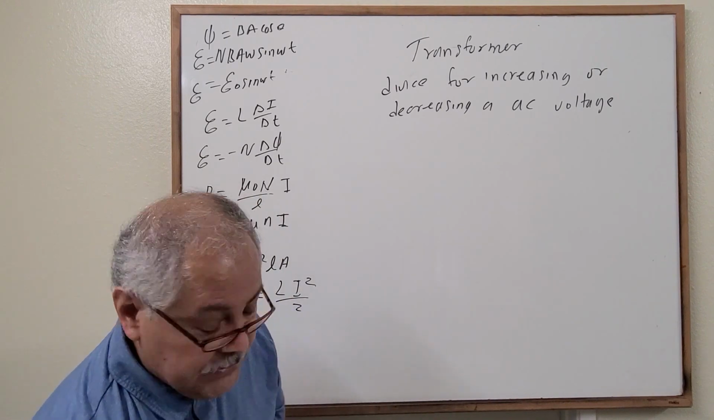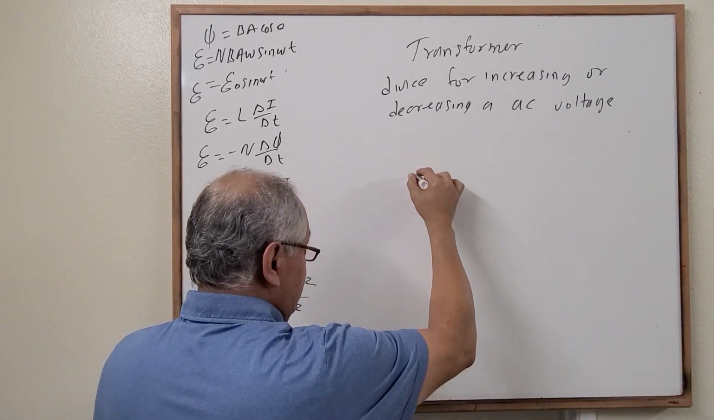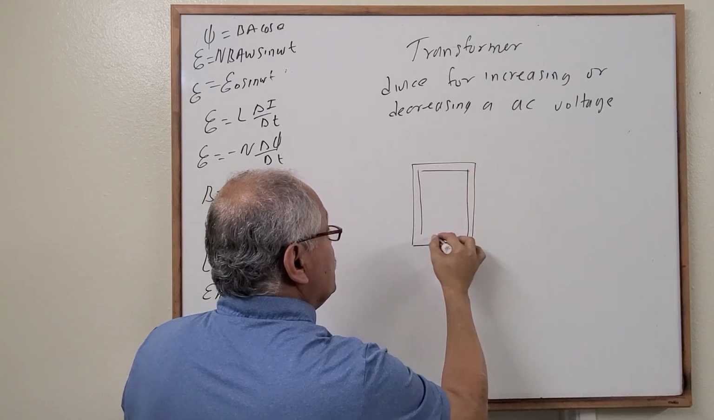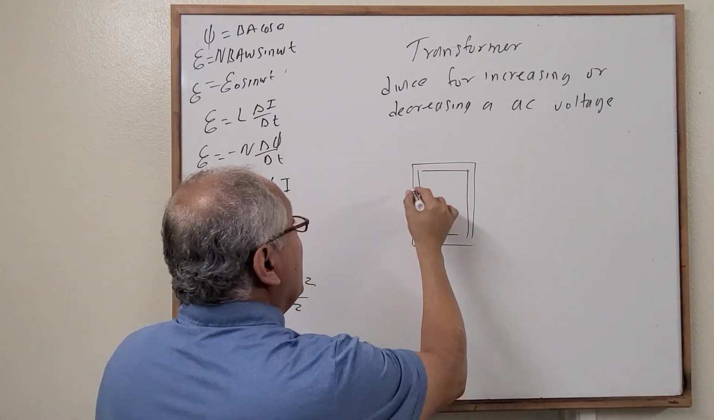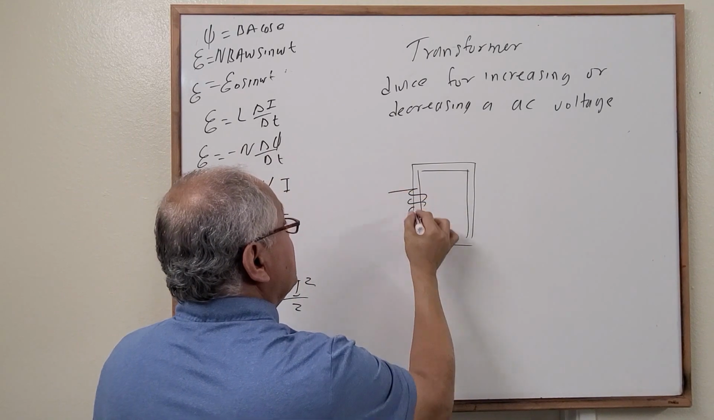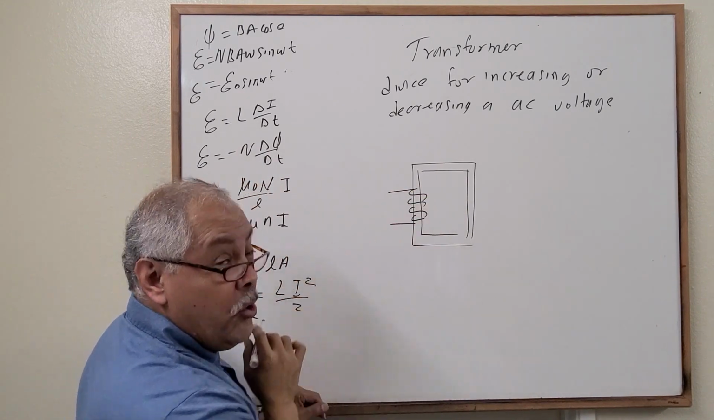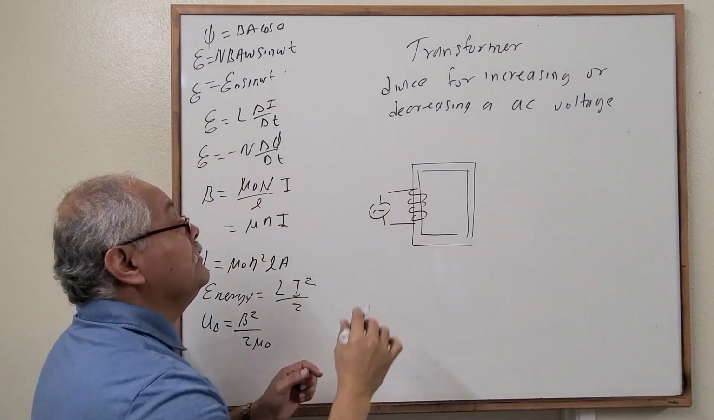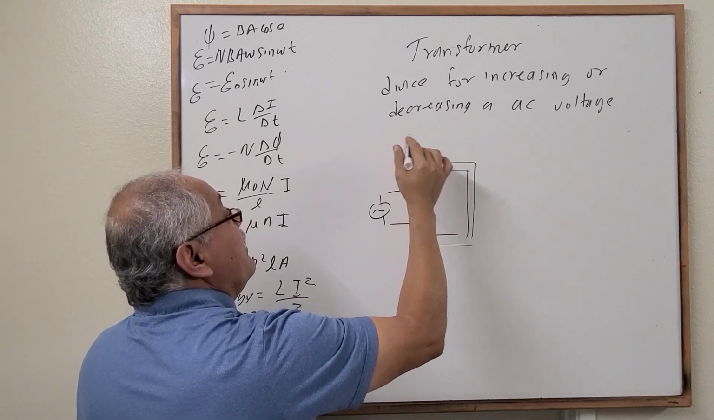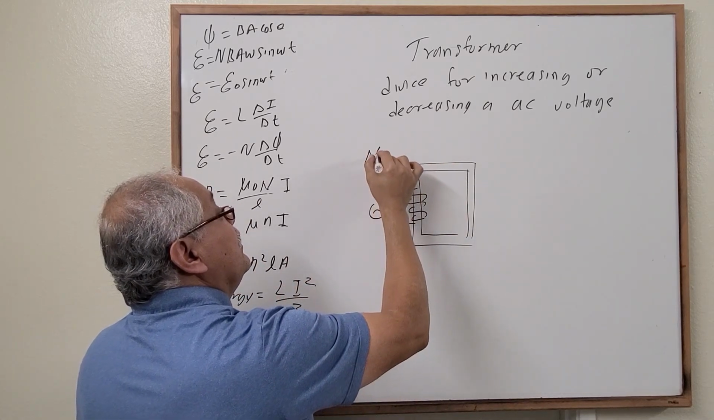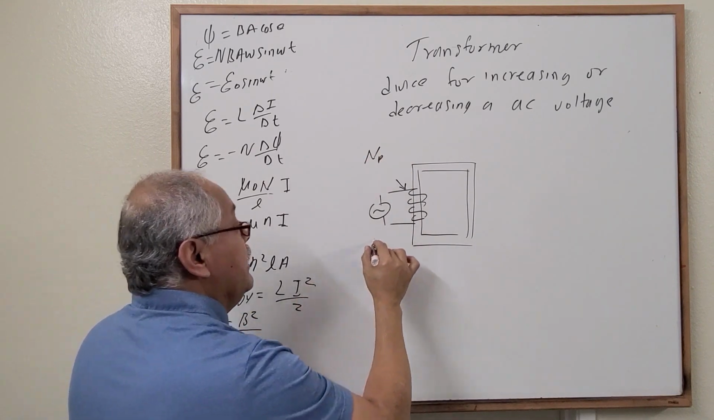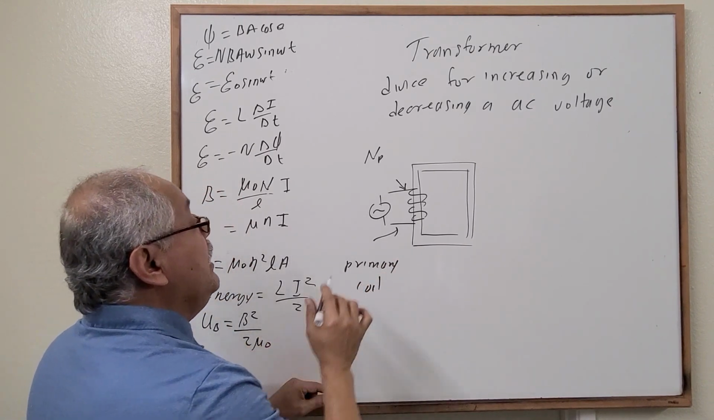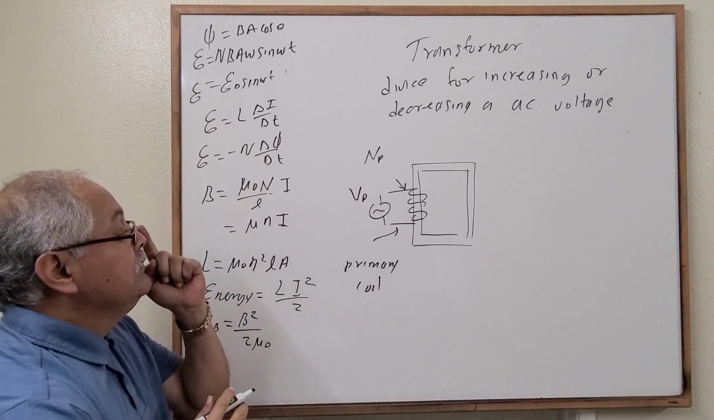Okay, and this is the picture of a transformer. We have this core. This is usually an iron core. This is used to concentrate the magnetic field. And then we have a coil right here. The coil that is connected to the generator is called the primary coil. This is the number of turns in the primary coil, and this is the primary voltage, correct?